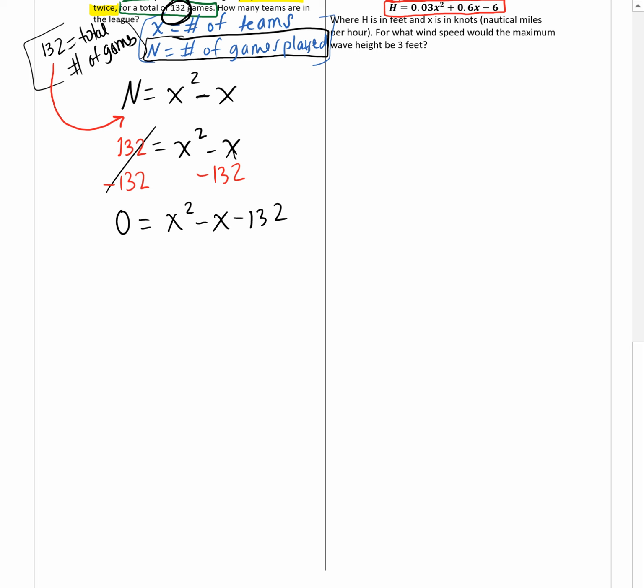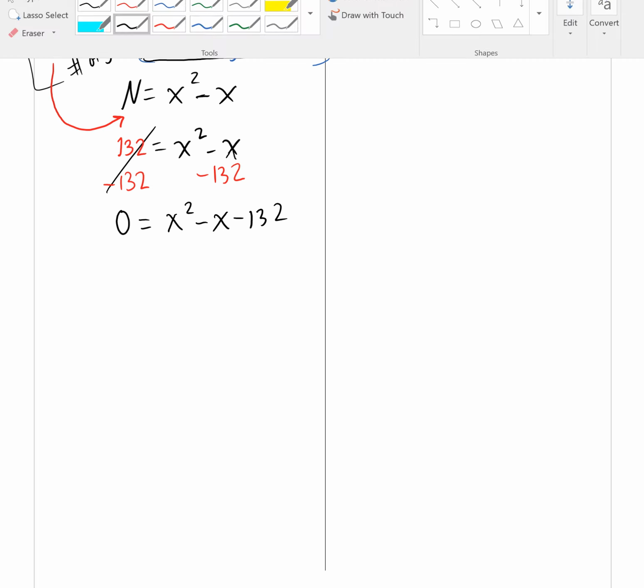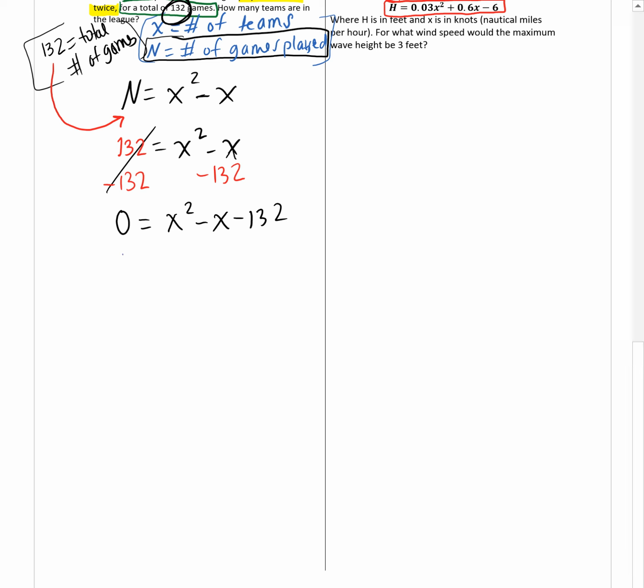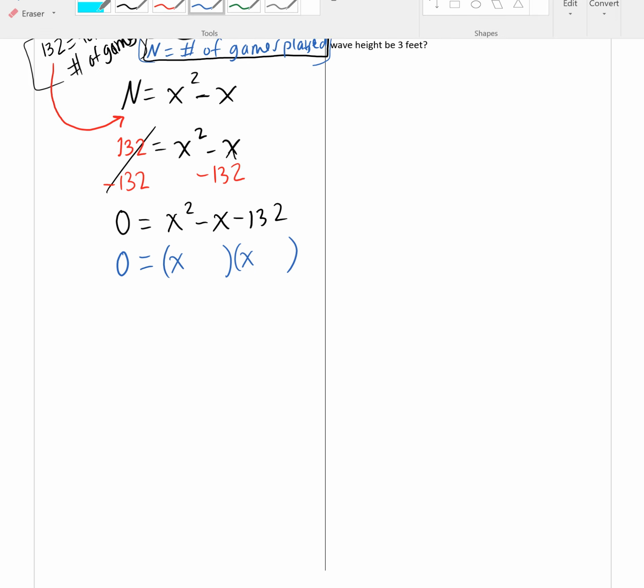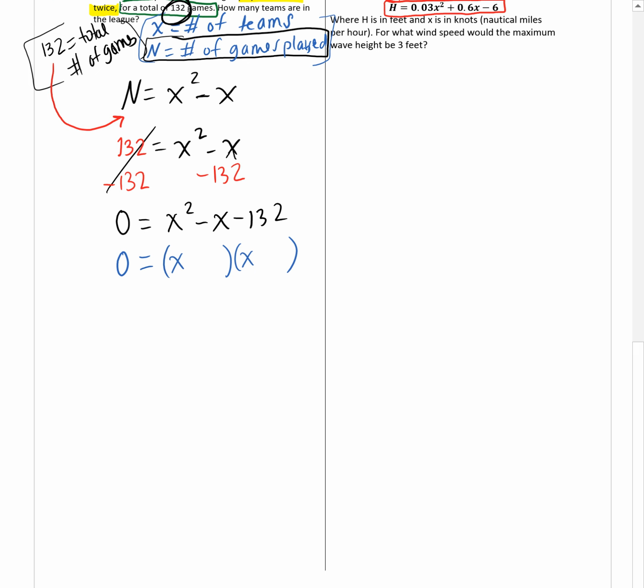And now that I have this, 0 equals x squared minus x minus 132, I'm going to factor that. And the good thing about this section is it's usually the easy factoring technique. This is another trinomial whose leading coefficient is a 1. Now all I need to figure out is what multiplies to negative 132 but adds up to negative 1. I think I'm going to have to think about that. What can 132 be?